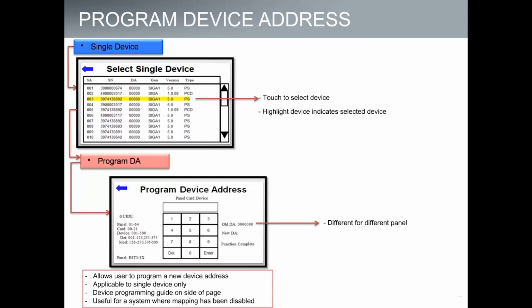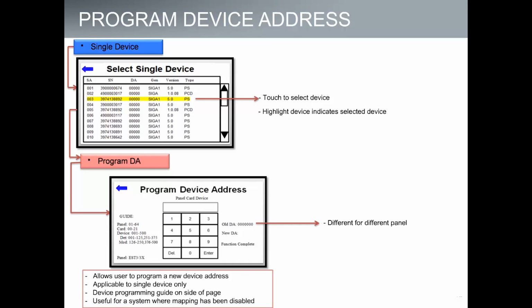Program device address. This allows the user to program a new device address. It is applicable to a single device only. This feature is useful for when a system has mapping disabled. This function is active for detectors and modules. Press the Program DA button to execute the function.